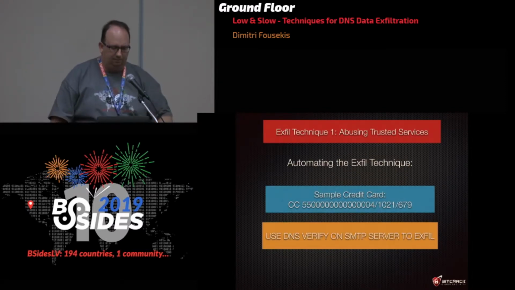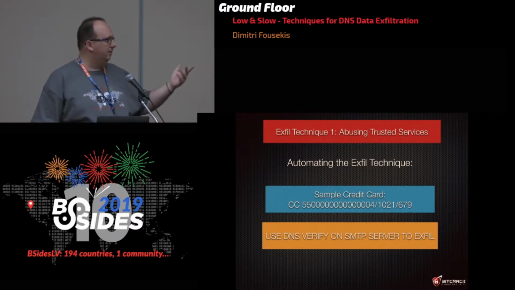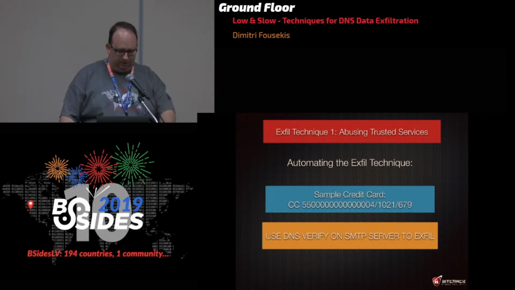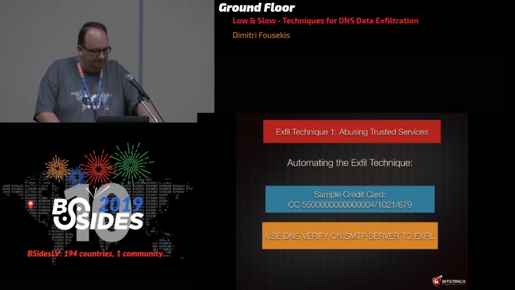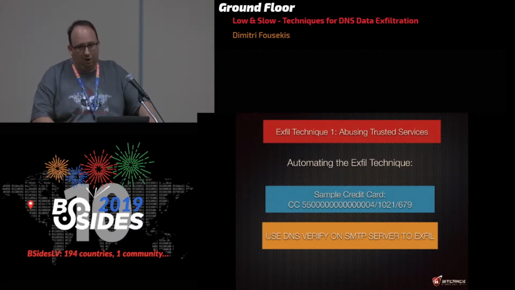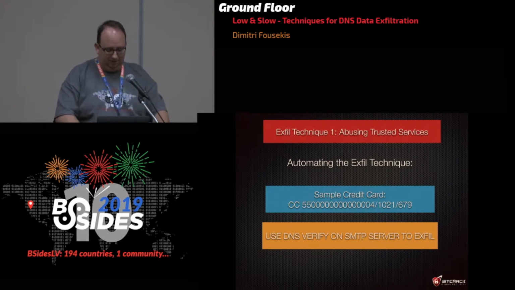So, for example, how could we automate this? Well, what we could do is say we've got sample credit card data, and we're using DNS to verify this SMTP server. I'm going to show you a demonstration. I'm hoping that the internet's going to play along for it.